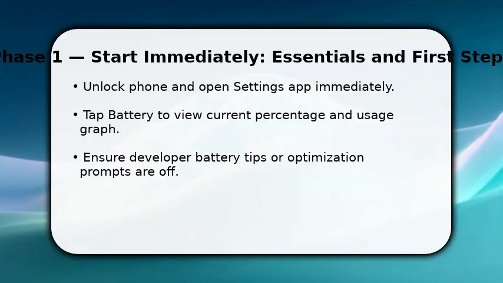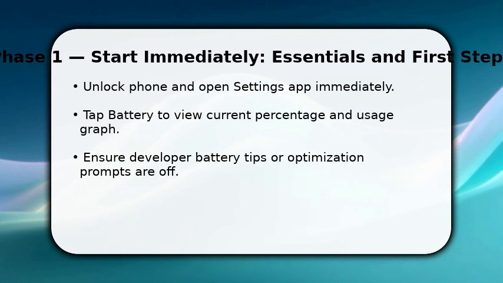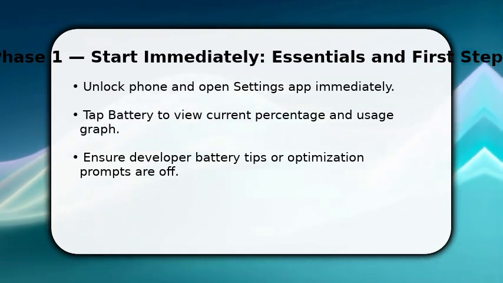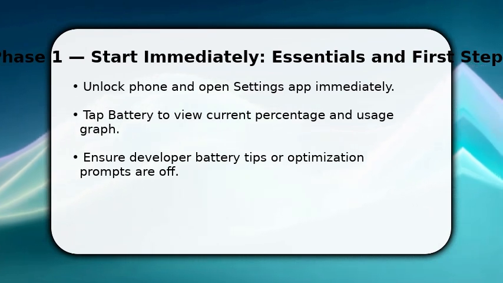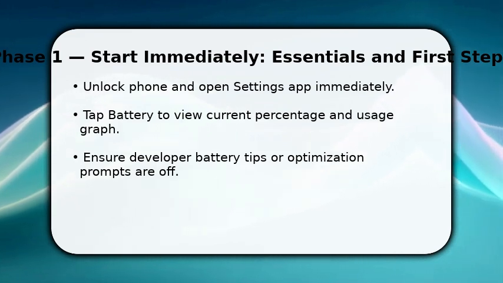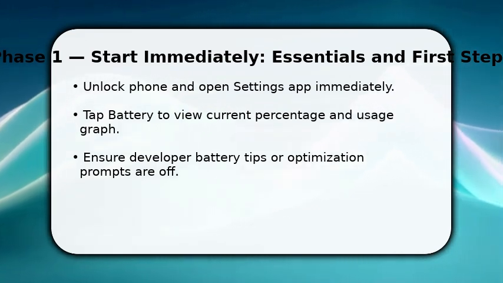You start now, unlock your phone and open settings, no delay. Scroll to battery and tap it. You'll see the percentage and a usage graph. Once done, make sure battery saver is off so the stats aren't distorted. You're checking how the system reports capacity and drain, not improving it yet.